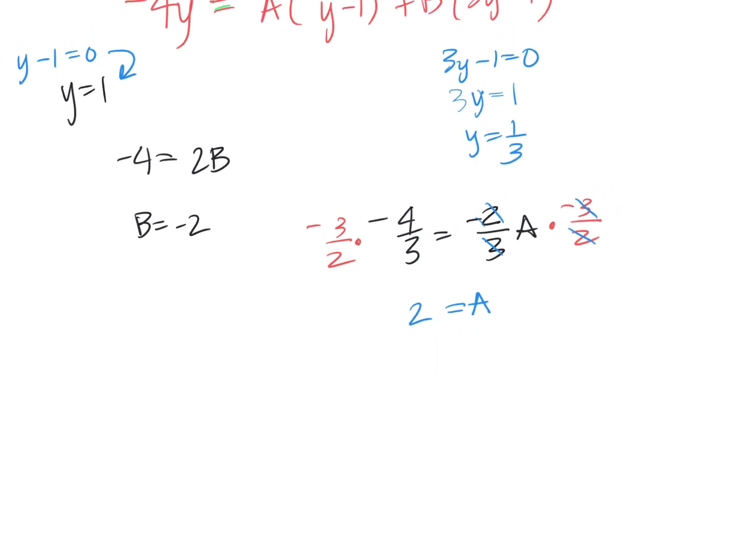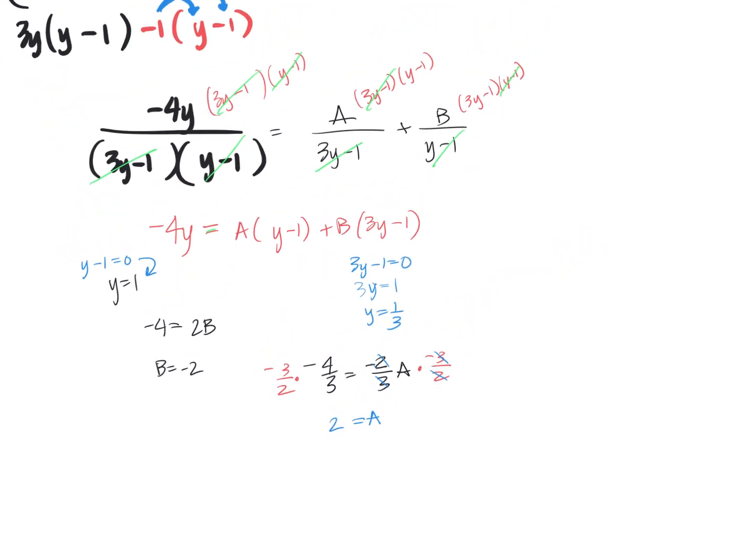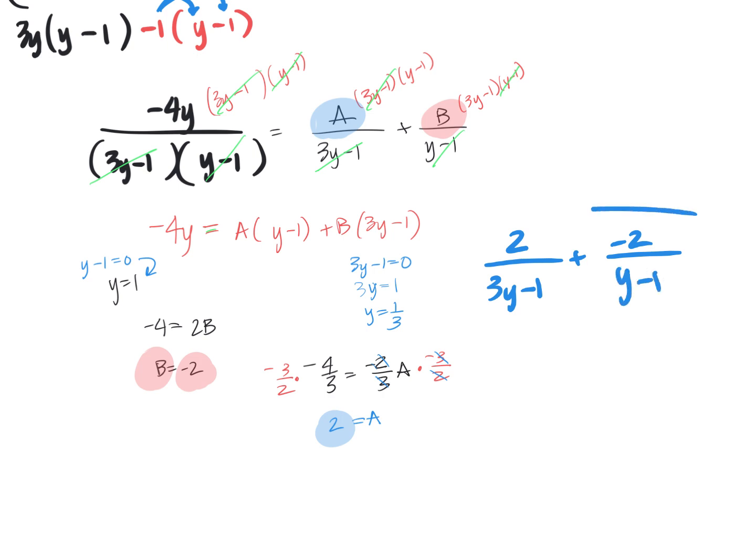You guys, what's my final answer going to read? I got to make sure that I go plug in 2 for my A, and I got to go plug in negative 2 for my B. So I've got 2 over my 3y minus 1 and negative 2 over my y minus 1. Done.